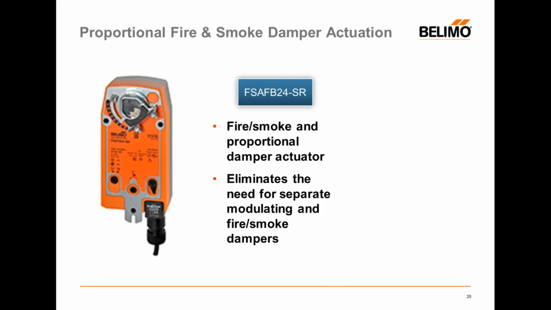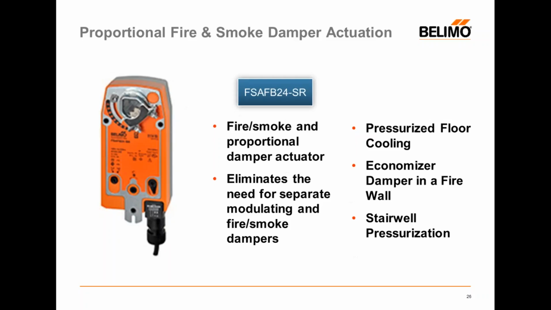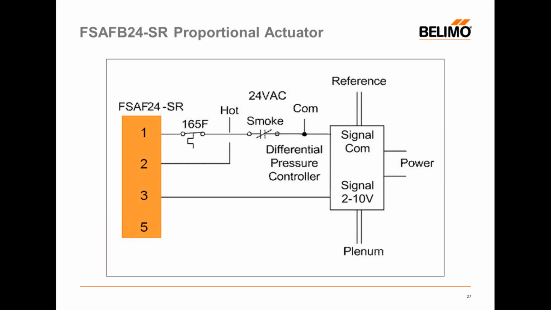Belimo has also developed a proportional fire smoke damper actuator, so this will allow you to have one damper assembly that can be used for modulation or balancing as well as fire smoke conditions. You may see these in pressurized floor cooling, if you have an economizer damper and a firewall, or again in that engineered smoke control application, stairwell pressurization I referenced a few slides earlier.